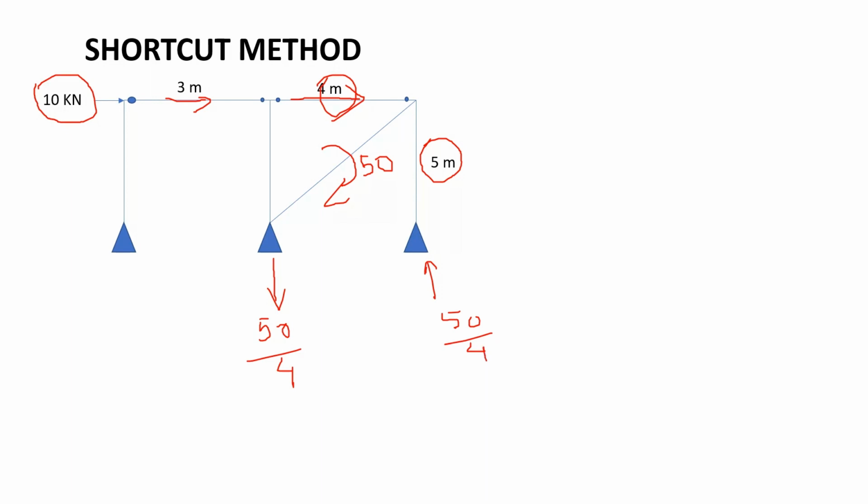And this lateral load 10 will be transferred only to this support. Why? Because bracing is connected only to this support. So directly I can say that here it will be 10. At these supports, there will be no shear. Here it will be 0, here also it will be 0.